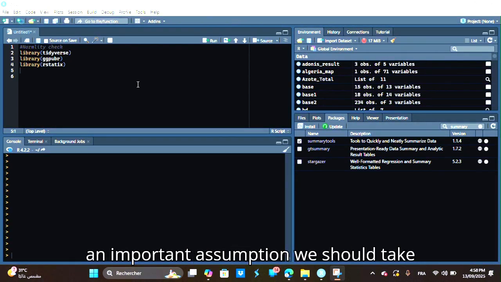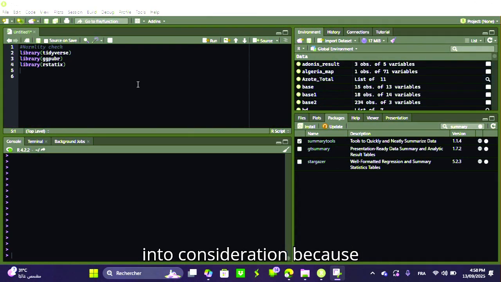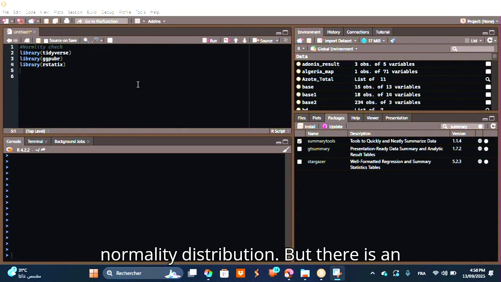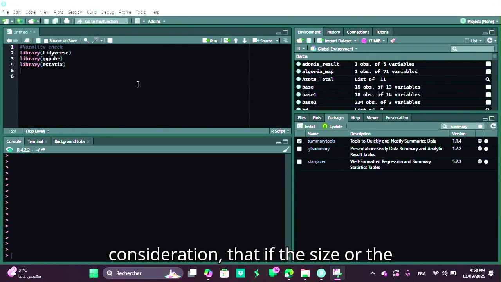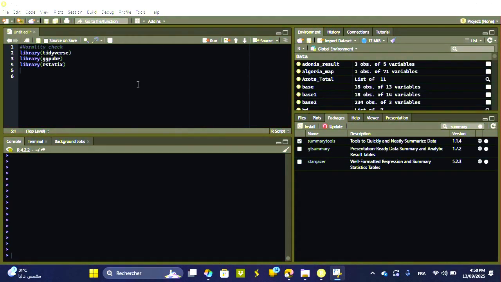So this is an important assumption we should take into consideration, because all of the reliability and the interpretation depends on the normality distribution. But there is another important thing we should also take into consideration: if the sample size of our data is greater than 30 or 40, there is a pretty good chance that our data seems to be normally distributed.